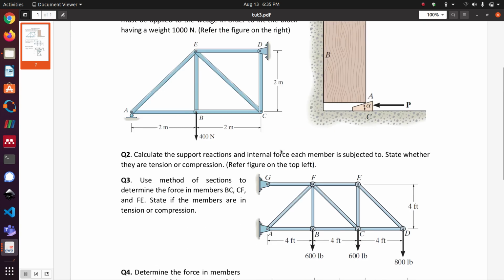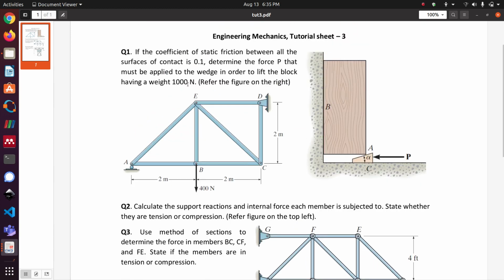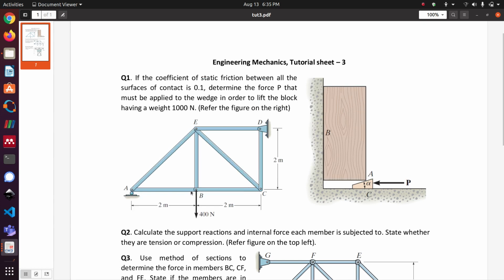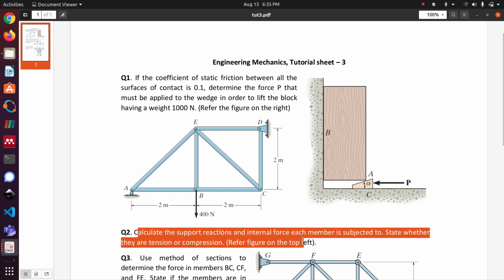So today I will discuss question number 3 and 4. In question number 2, you can see that it asks to calculate the support reactions and internal forces. Question number 2 can be solved using method of joints, which you already know, and we have already solved a couple or even more problems using method of joints. Do this problem yourself.